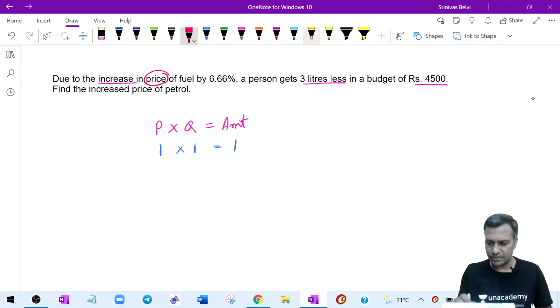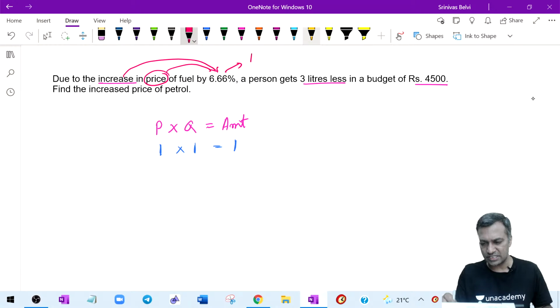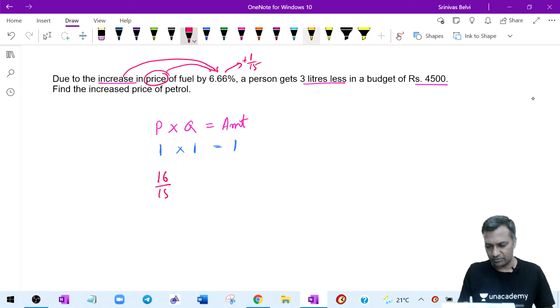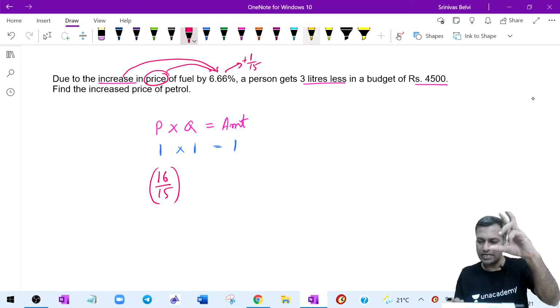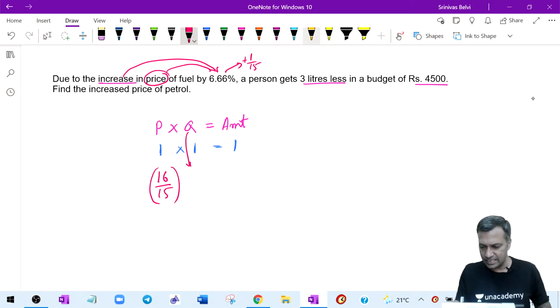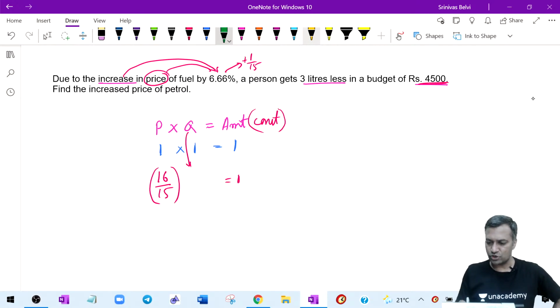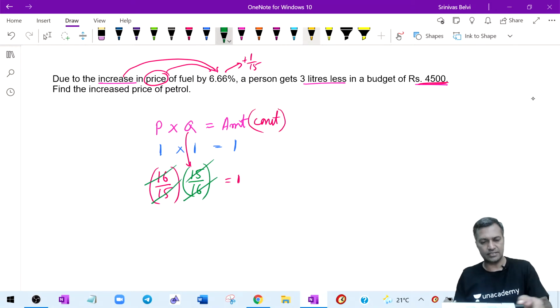What happened with the price here? The price increased by 6.66%. What is 6.66%? 1 by 15. Therefore, you say that the price is of the form 16 by 15. But I'm interested in the quantity. Now I'm coming to the quantity. If the output is constant, because the amount he's paying is constant, which is 4,500 rupees, he's filling the tank using 4,500 rupees. What happens to the quantity? The quantity should now be of the form 15 by 16. That's when 15 gets cancelled, 16 gets cancelled, it becomes 1, which means I don't have to write this.